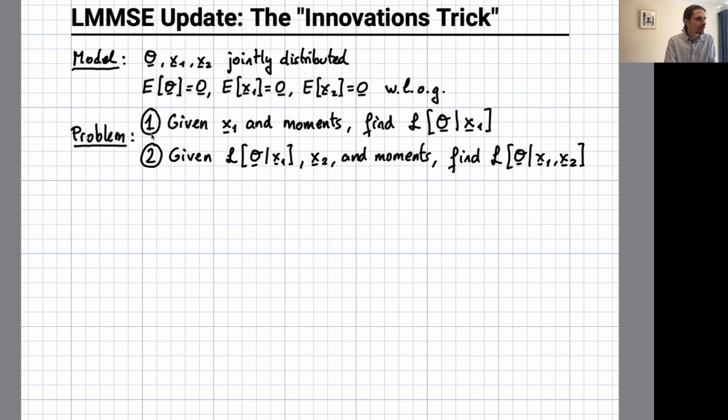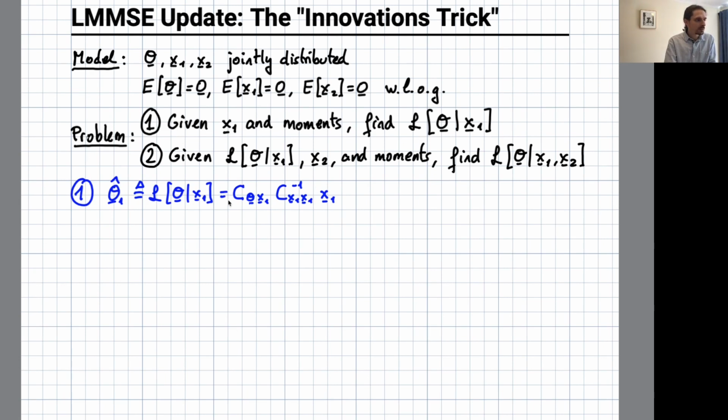There are two steps. At time 1, we are given x1 and the moments, of course, and we need to find the LMMSE estimator of theta given only x1. In the second step we are given this previous estimate, together with the data x2 and of course the moments, and our goal will be to find this LMMSE estimator, the one that uses all the data.